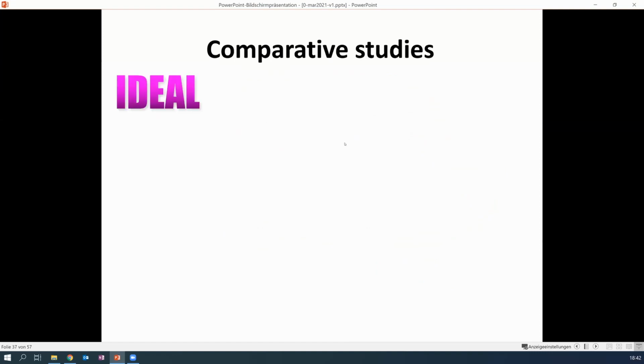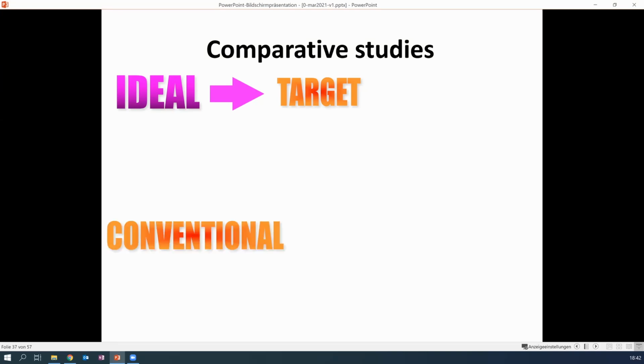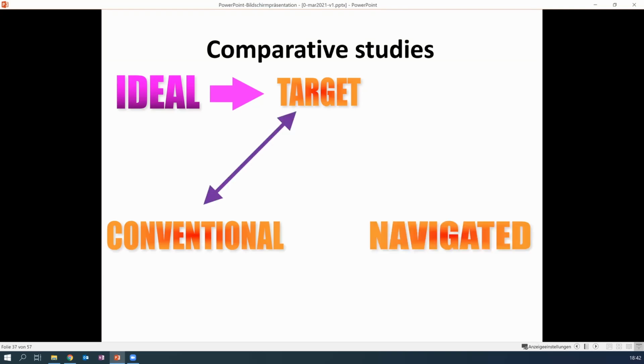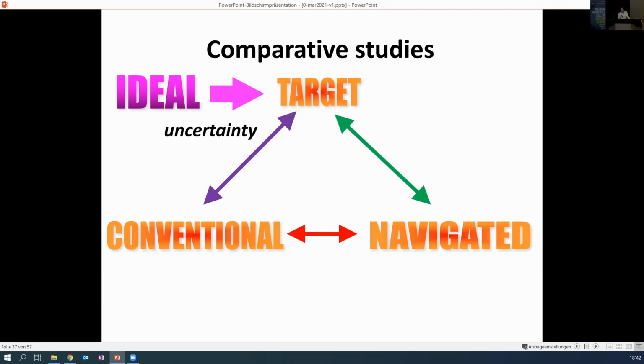So if you want to do a comparative study, you have the following. The ideal number, the ground truth, is not known, okay? Because nobody knows that ideal number. So the surgeons choose a target, okay? The target is what you're going to measure, and you're going to compare the target with conventional surgery or with navigated surgery, okay?